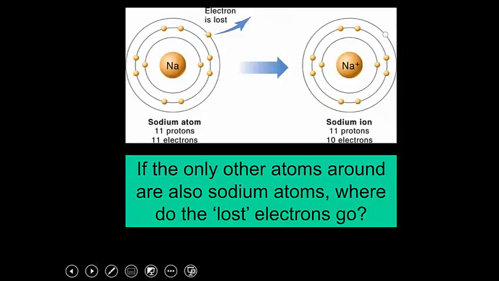Well, if we take a sodium atom, we know that to become stable, it needs to lose the one outer electron in its outer shell. If it's bonding with, say, chlorine, it transfers to the chlorine. But where does the lost electron go if it's bonding with a load of sodiums? Where do all the other lost electrons go?